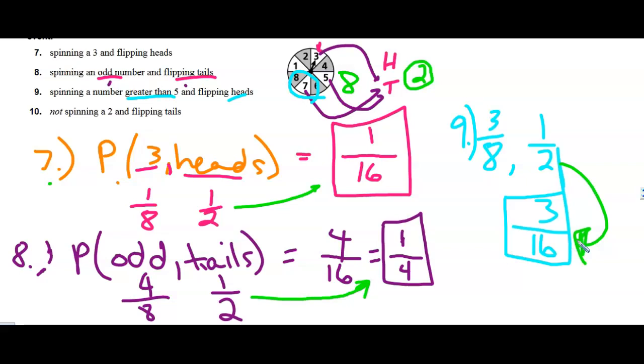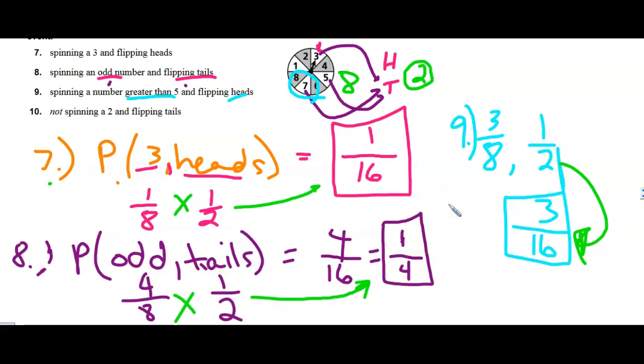The trend is this. The pattern is we take each event and its specific probability, and when we're dealing with compound events that are independent from each other, we multiply the two different probabilities. So 1/8 times 1/2, that's how we got 1/16. Now over here, 4/8 times 1/2 is 1/4. Make sure you reduce.